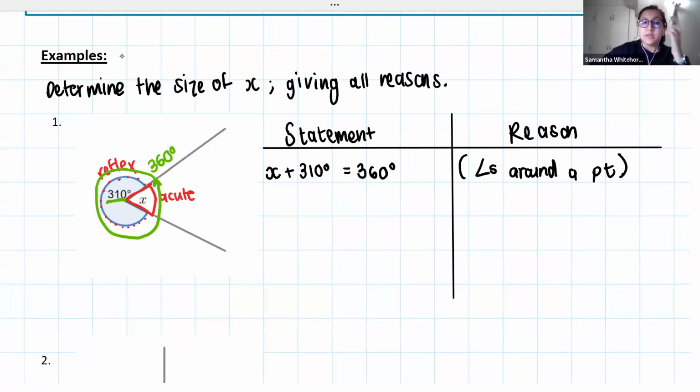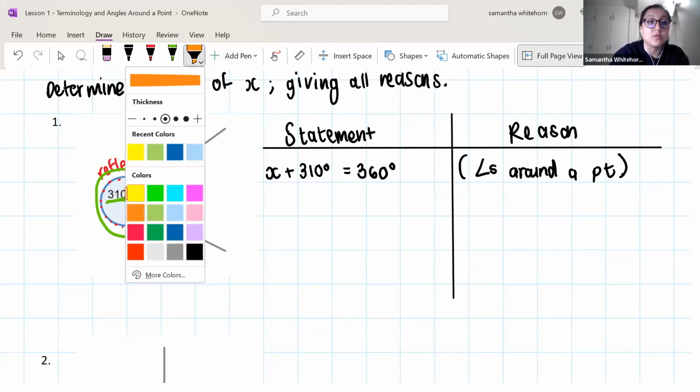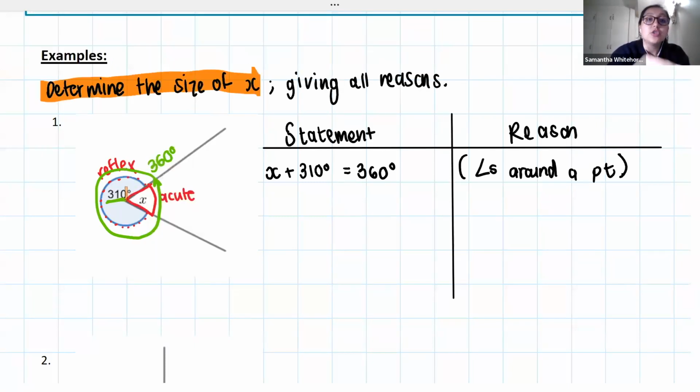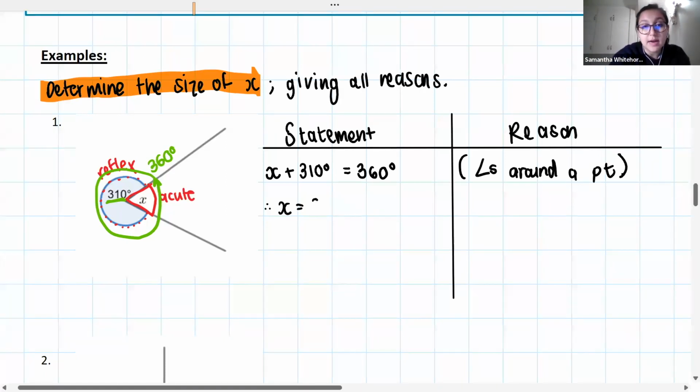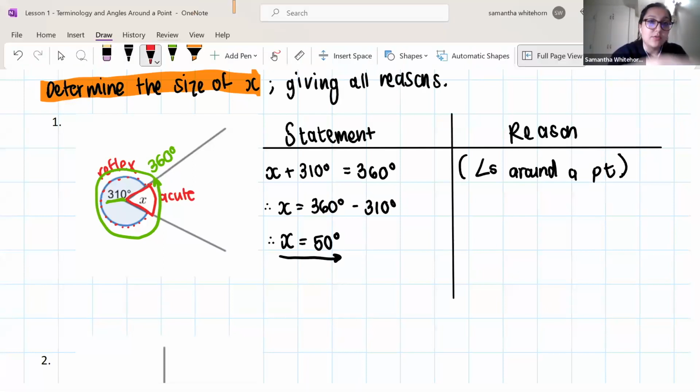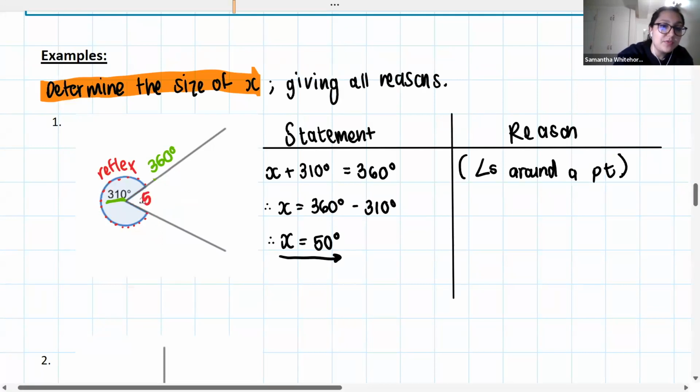So we've got our statement. Remember, the question says determine the size of X. So we actually need to go and answer the question. Otherwise, this was all a pointless exercise. So now what we have is an equation that we're going to solve. So inverse operations tells me that I must subtract 310 degrees on both sides. So 360 minus 310. And so what I have is that X is equal to 50 degrees. Now, grade 8s, because this is an equation, you can go check yourself. So if you now replace this X with 50, double check that when you add 50 and 310, you do get 360. We do. So we've done our answer correctly.